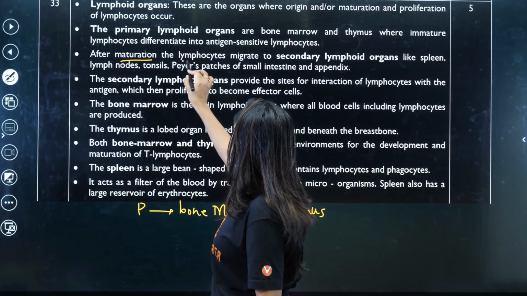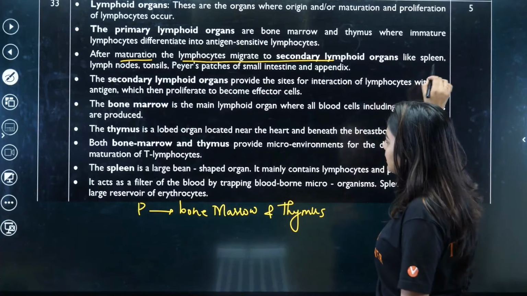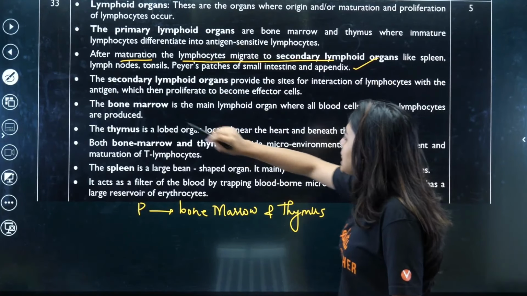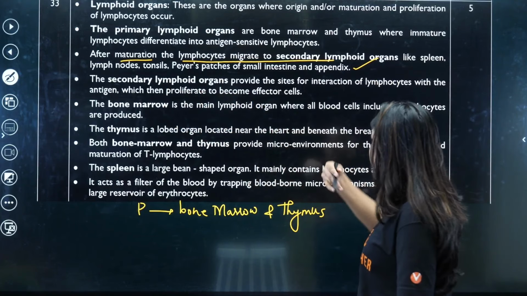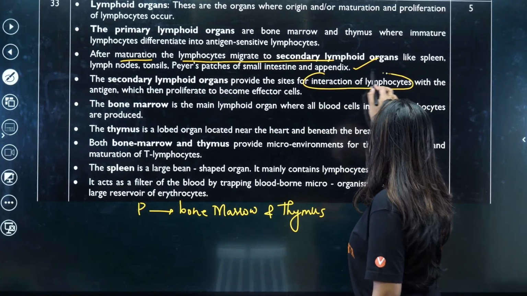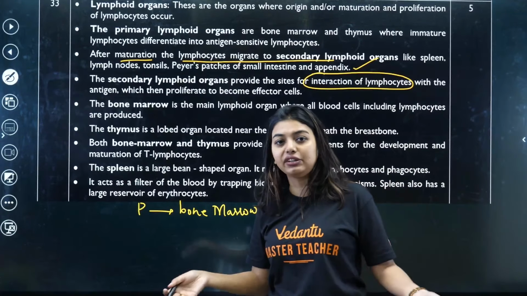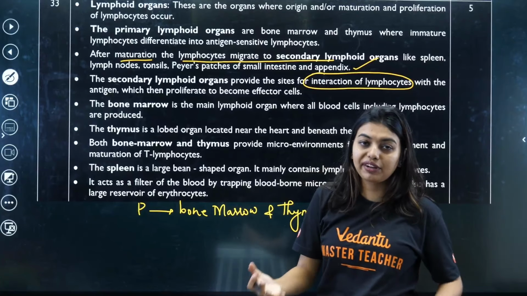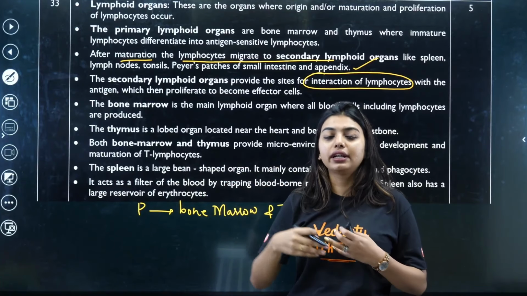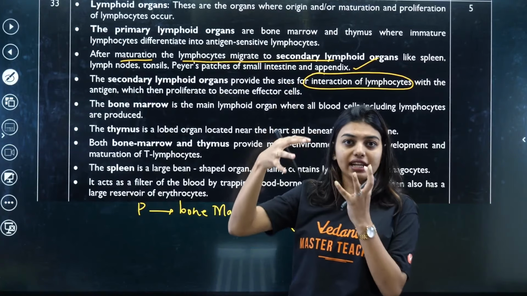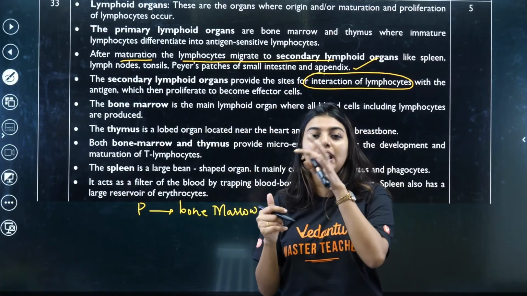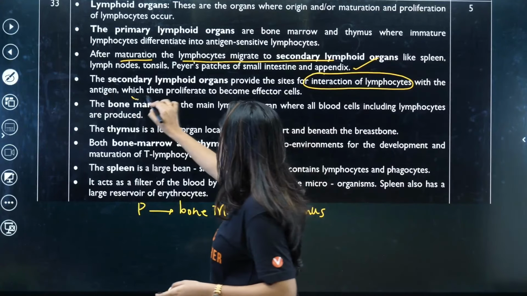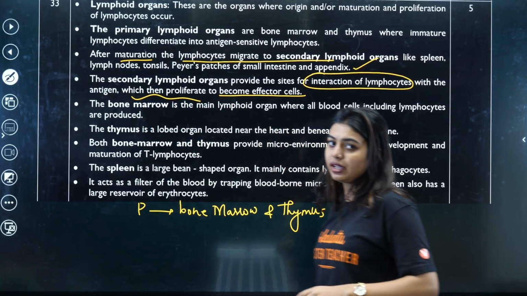After maturation, the lymphocytes migrate to the secondary lymphoid organs like the spleen, lymph nodes, tonsils, Peyer's patches of the small intestine and the appendix. The secondary lymphoid organs provide the site for interaction of the lymphocytes. So they have actually come to the battlefield. In the primary, they are just trained how to fight, how to do cell mediated immunity, like how you have school, then college. Now in the secondary lymphoid organs, they are actually going to fight, and will proliferate to become effector cells.